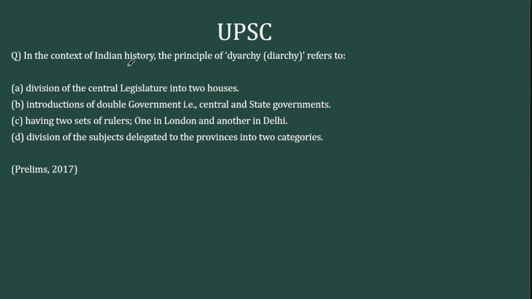Next question. In the context of Indian history, the principle of diarchy, concept that I mentioned in the initial slide, refers to division of central legislature into two houses. No, that's bicameralism. That's not it. Second, introduction of double government, central and state. That's federalism. Wrong. Having two sets of rulers, one in London and another in Delhi. That's also wrong. That comes in 1858, Secretary of State and Viceroy. Next, division of subjects delegated to the provinces into two categories. That's exactly what diarchy is. So the right answer here is D.